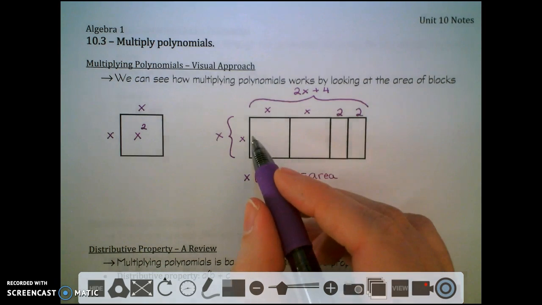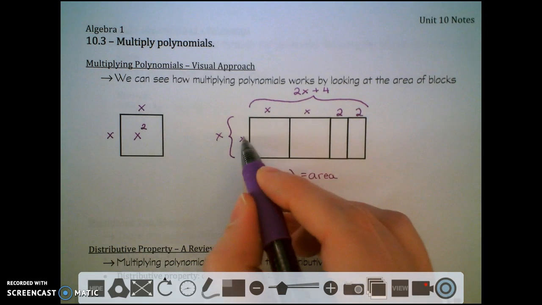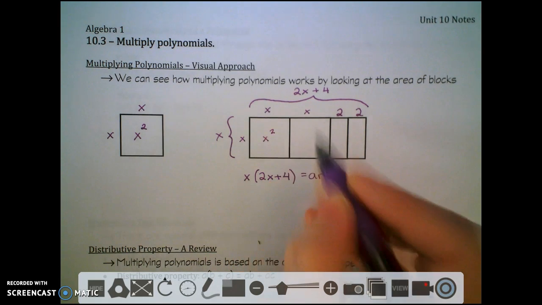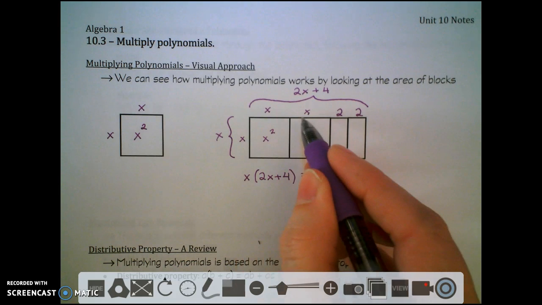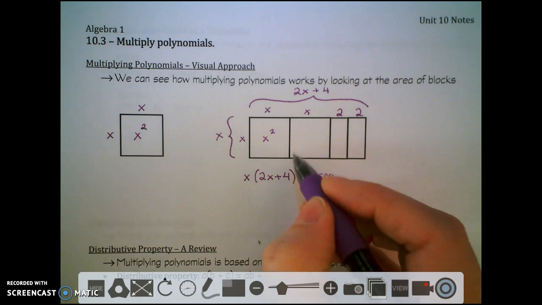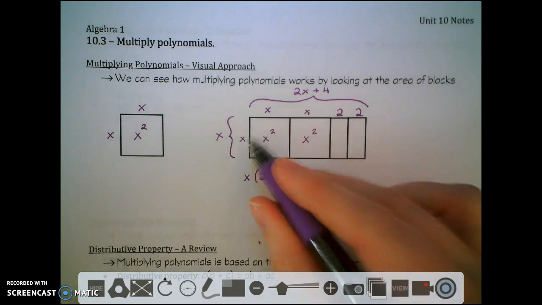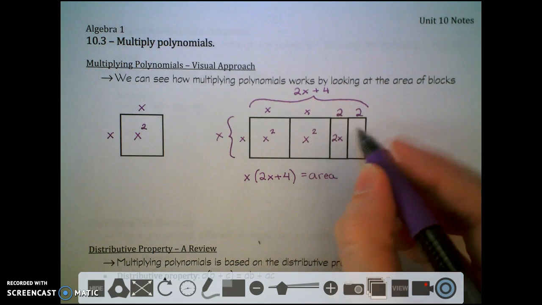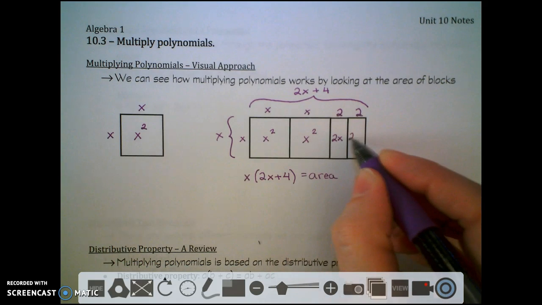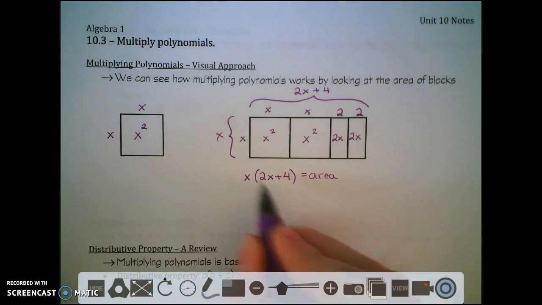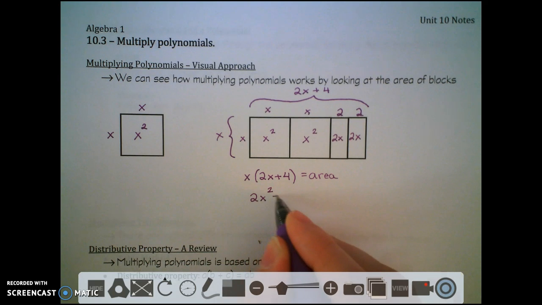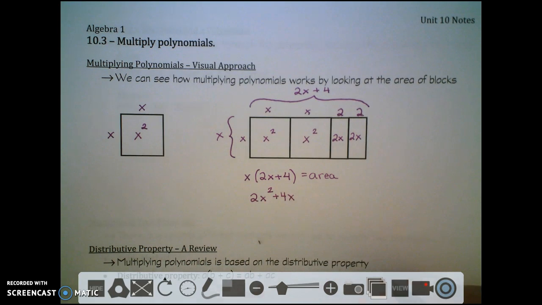Well, if we look at the area of this block, it's x times x is x squared. This one is x times x. This is still an x height here, or width. So x times x is x squared. Here we have 2 times x, and here we have 2 times x. So when we multiply this out, we're going to get an answer of 2x squared plus 4x.